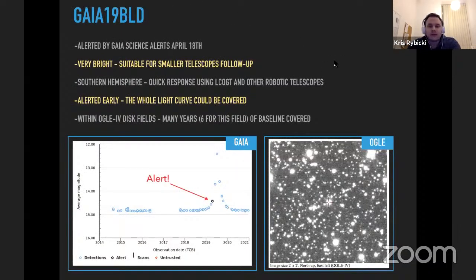So for the event itself, it was a great example of how we would like every microlensing event we are after in Gaia Science Alerts, how it should be, because it was very bright, so convenient to follow up. It was in the Southern Hemisphere, which gave us access to a network of robotic telescopes and quick response. It was alerted early as well, so we could cover the whole light curve. And it was also in OGLE fields, so we did have access to historic magnitudes so that we could be more sure about the microlensing nature of the event.